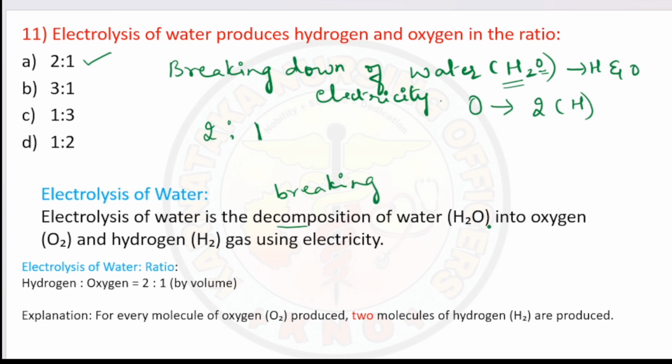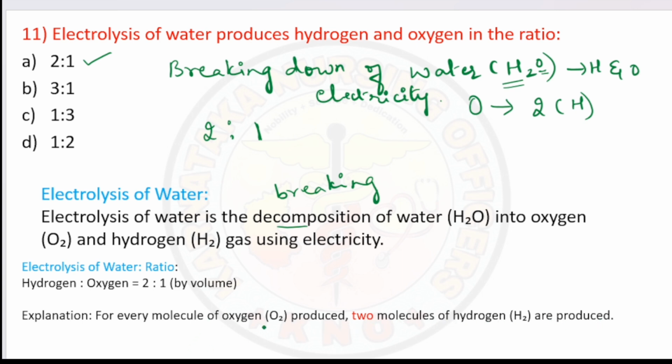Breaking of water, that is H2O, into oxygen and hydrogen gas using electricity. Correct? So here the ratio asked is hydrogen and oxygen. Hydrogen is 2. In this symbol only you can easily answer by looking at the symbol: 2 hydrogen, 1 oxygen. So hydrogen first, oxygen second. Hydrogen is 2. Oxygen here is 1 atom, right? 2:1. So for every molecule of oxygen produced, 2 molecules of hydrogen are produced.